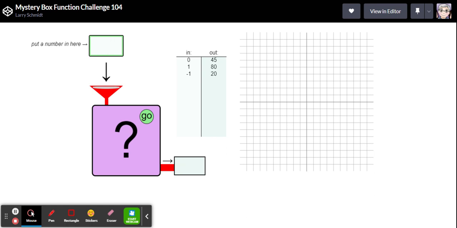So what have we got? Have we got a line here? Because it goes from 80 down to 45. That's 35. And then from 45 down to 20 is 25. So it doesn't look like a line. That looks like a curve. Let's try -2.